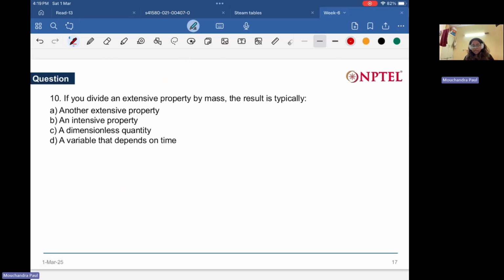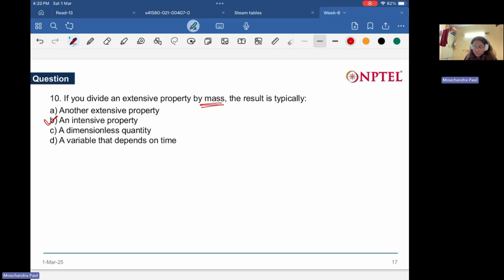Then if you divide an extensive property by mass, the result is typically an intensive property. Because as we are dividing by mass, which represents the size of the particular system, we are removing the quantity aspect from the extensive property. So the overall quantity now becomes an intensive property.